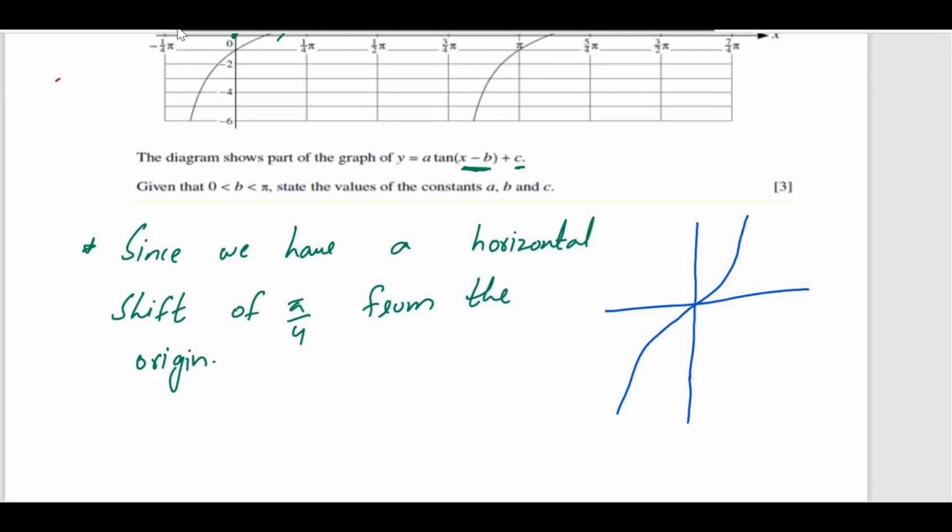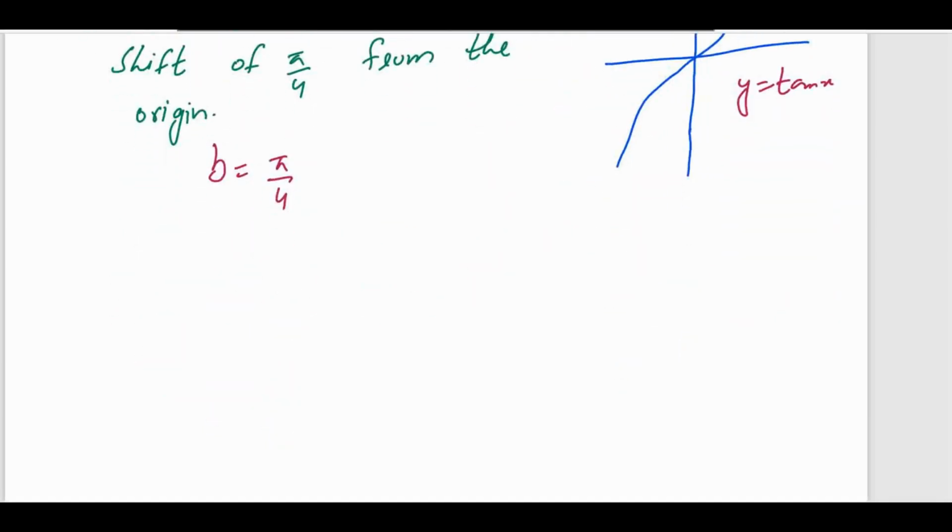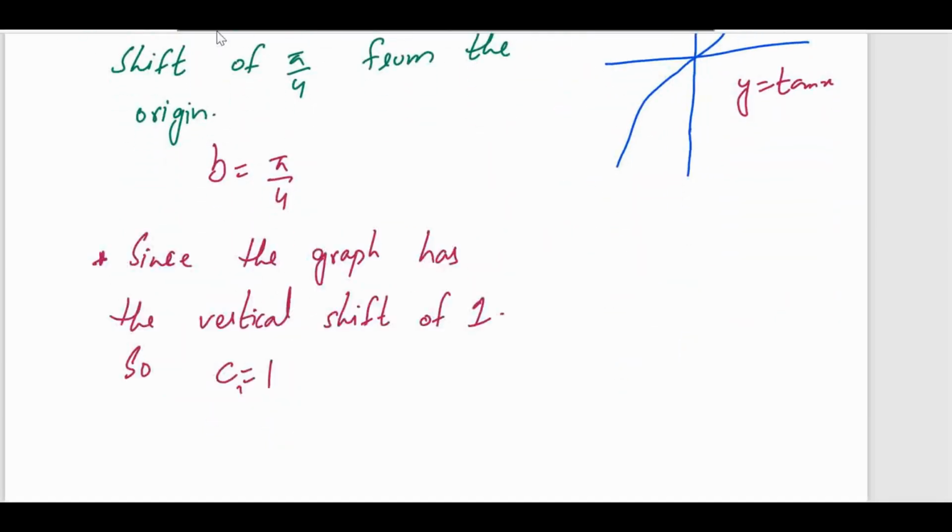Since we have a horizontal shift of pi by 4 from the origin, and this is the graph of y equals tan of x, it means that b will be equal to pi by 4, because it is a horizontal shift. Now let's see the value of c and a. Since the graph has a vertical shift of 1, c will be equal to 1.